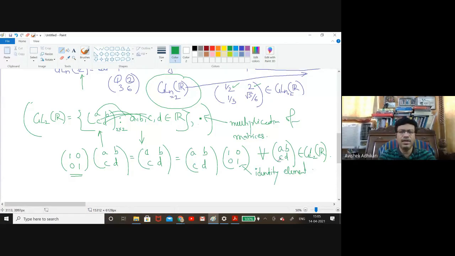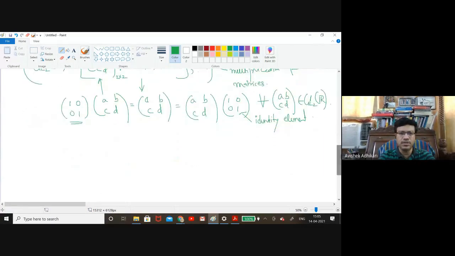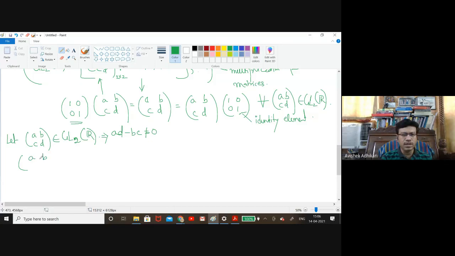Okay. Now I need to show some inverse, right? So let A, B, C, D belong to GL2R. So by definition of this, the determinant value would be non-zero. That implies AD minus BC is not equal to 0. Right. Now tell me what would be the inverse of this.